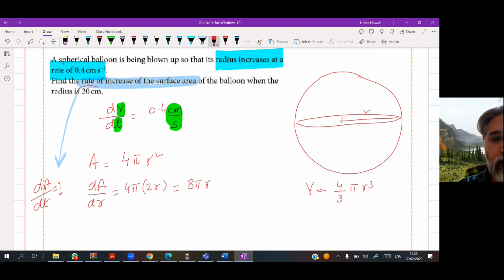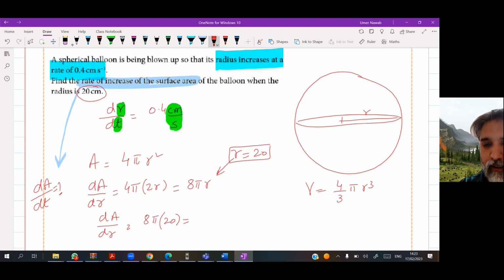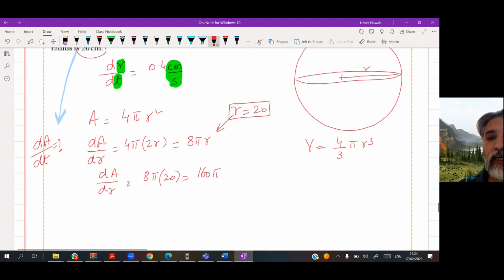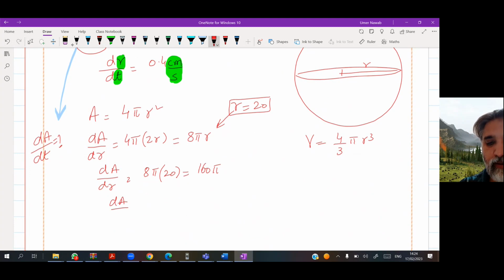What is the radius given to me? 20. Substitute, r is 20 given to us. Substitute it here. So dA over dr is 8 pi, and in the place of r, I'm putting 20. It gives us 160 pi. Wow. So dA over dr is 160 pi. Put it on the side.